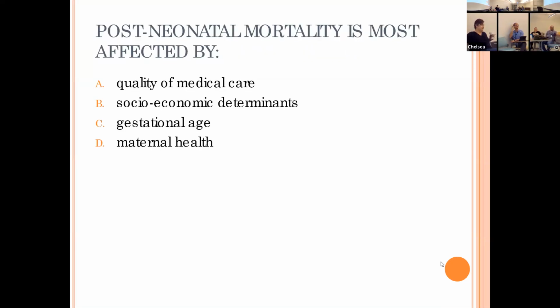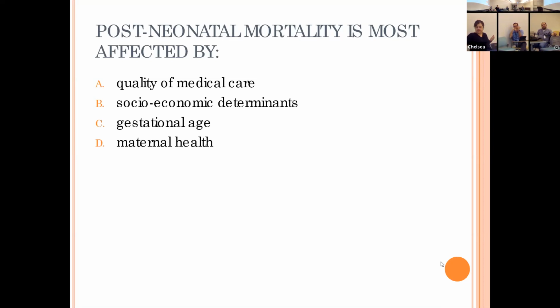Post-neonatal mortality, and this is in the world, or in Canada, because it's all the same. So death after the first 28 days is most affected by what? The title of this presentation. Correct. So that's a really important thing to realize: death after the first month of life is most affected by the social determinants of health. It's affected by access to medical care, by gestational age, and by maternal health, but the biggest impact on deaths after a month of age is the social determinants of health.